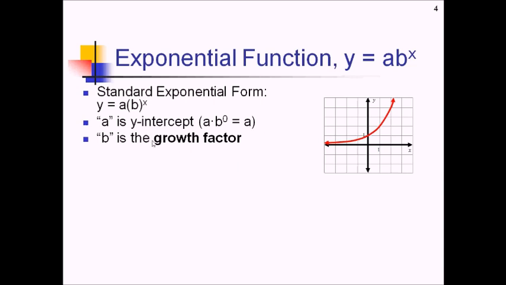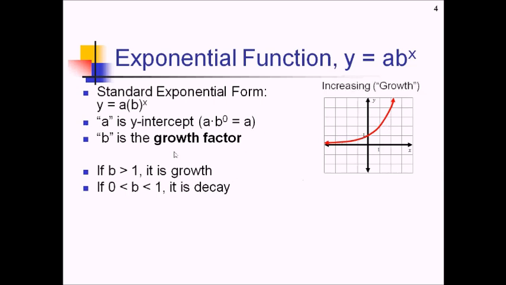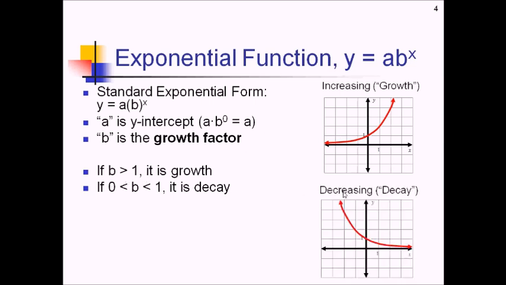The b value is what we call the growth factor. This is what you multiply by each time with your exponential function. If your growth factor happens to be bigger than 1, so that you're multiplying by something bigger than 1 over and over again, then it is actually exponential growth. So this graph here is an example of growth. If, on the other hand, your b value is between 0 and 1, you've got decay. Here's a picture of what that looks like. If you're multiplying by a number that's like 1/2, a positive fraction that's less than 1, you just get smaller and smaller and smaller.